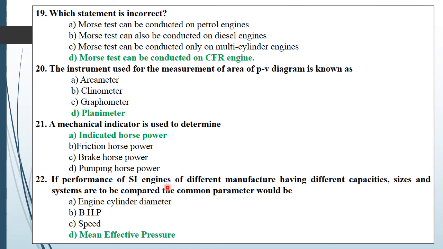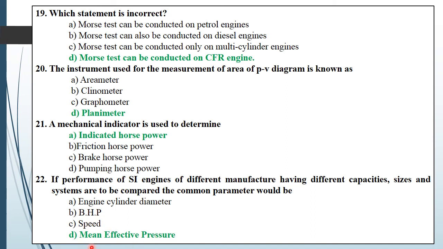Next, if the performance of SI engines of different manufacturers having different capacities, sizes and systems are to be compared, the common parameter would be? Read the question: performance of SI engine. Various manufacturers make SI engines with different capacities, different sizes, and different systems. So how are we going to compare them with a common parameter? Options: engine cylinder diameter, brake horsepower, speed, or mean effective pressure.